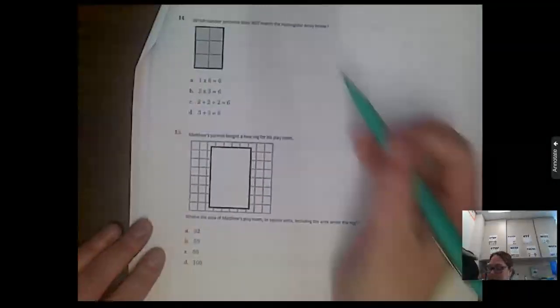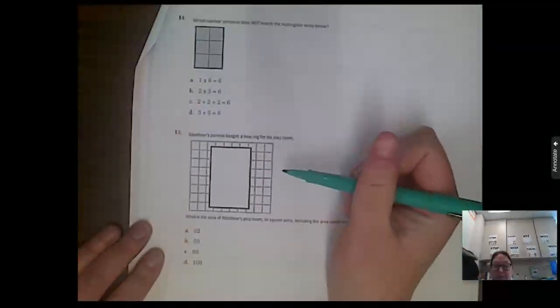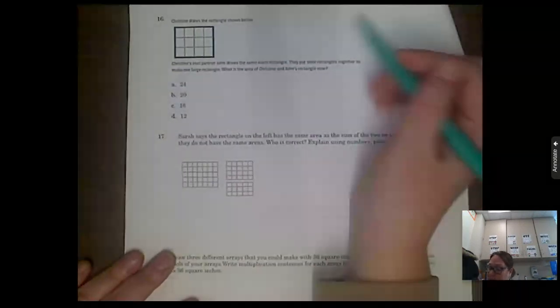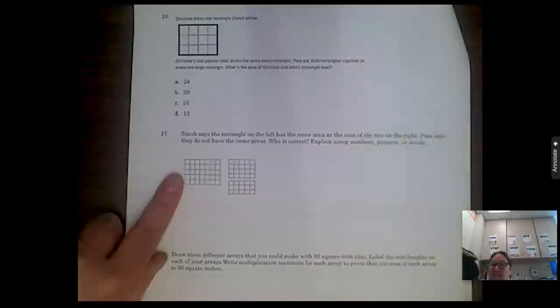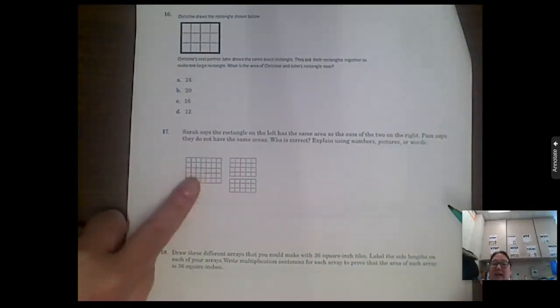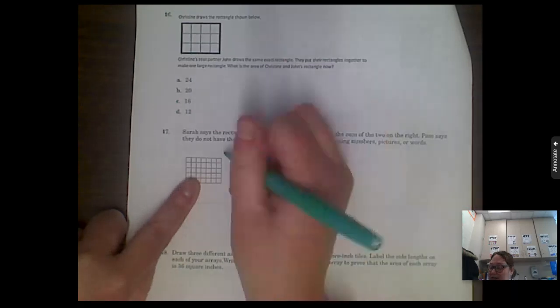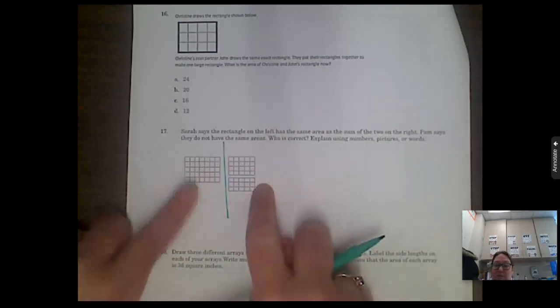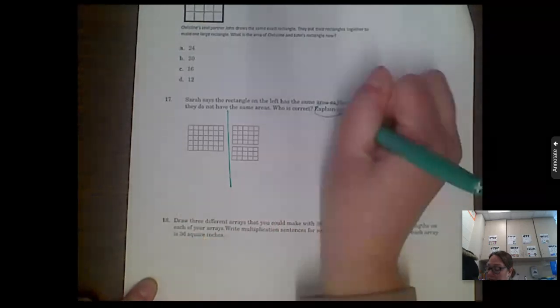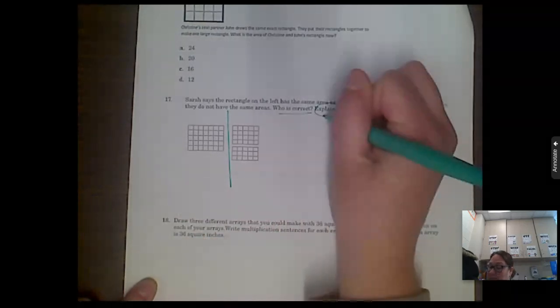Okay, 14 should be fine. 15 is a repeat question that we've had before. So just look carefully, cross off the ones that you know are not correct. Turn the page. Okay, we should be fine with that. Number 17 should look very familiar to what we just did. Sarah says the rectangle on the left has the same area as the sum of the two rectangles on the right. Explain. Says who is correct, explains. That means we need words for your answer.